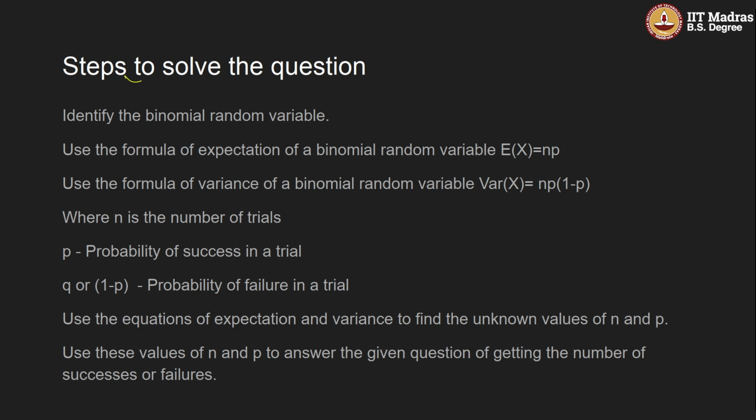Now some more tips to solve the questions. First of all, we try to identify the binomial random variable. We know that for a binomial random variable the expectation is np and the variance is np(1 minus p), where p is the probability of success in a trial and q is the probability of failure in that trial. Now we can use the equations of expectation and variance to find the unknown values of n and p.